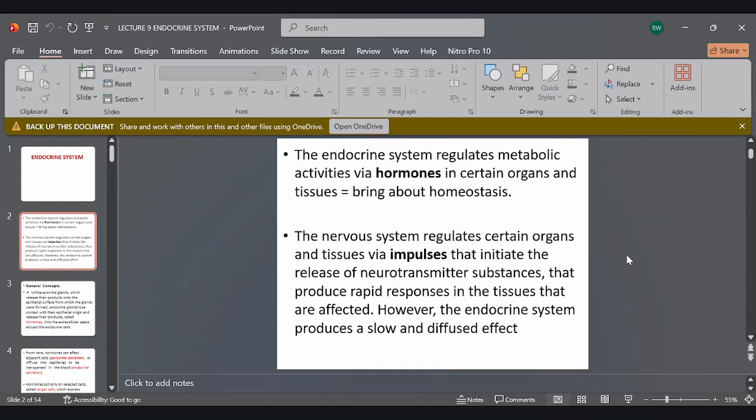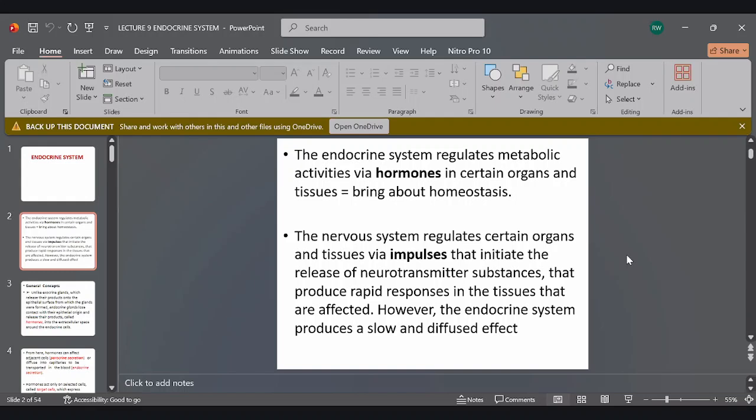Now, general histological characteristics of most endocrine glands. They are ductless. They don't have ducts. For example, some other organs have ducts that release their secretions to the body. But the endocrine organs don't have ducts. They are ductless.